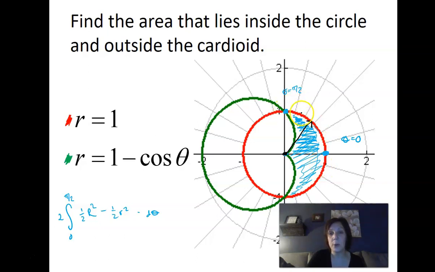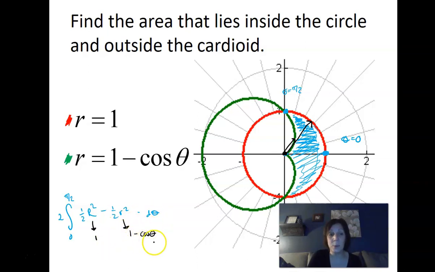The circle is always the outer edge of the area. So my radius of 1, my r equals 1, that's the graph of the circle. That's my outer radius. The inside of this area, the inner boundary, the boundary that's closer to the origin, is going to be my cardioid here, right? So outer boundary circle, and then this is my inner boundary. So my little r is going to be 1 minus cosine theta.